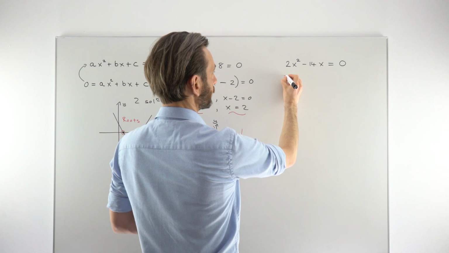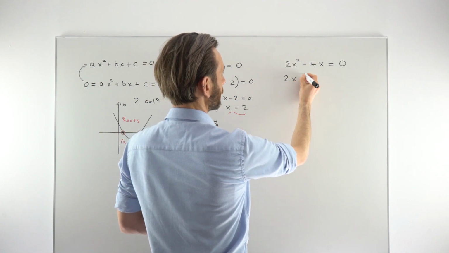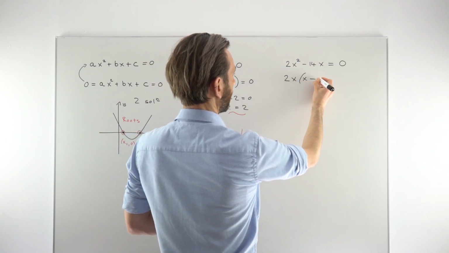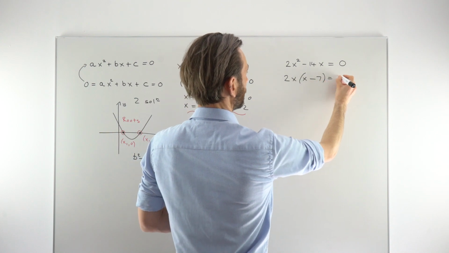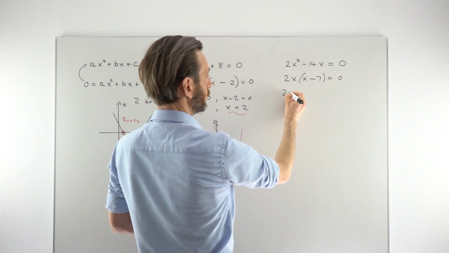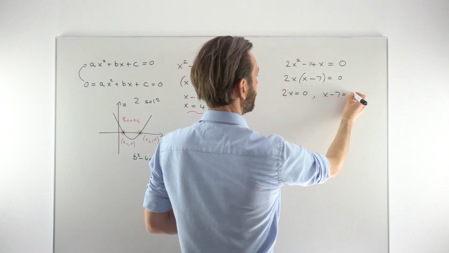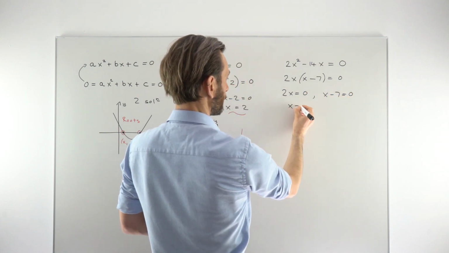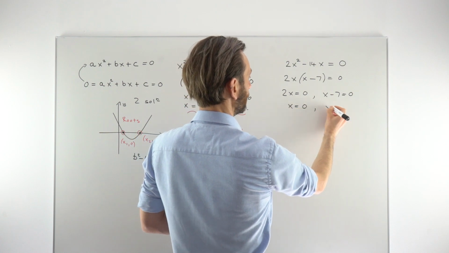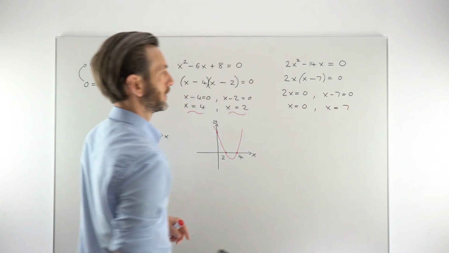So we're going to factorize it. It's just a different type of factorizing. So 2x bracket x minus 7 equals 0. Splitting this one off into two equations, we get 2x equals 0 and x minus 7 equals 0. That first one gives us a solution of 0, and the second one a solution of 7.